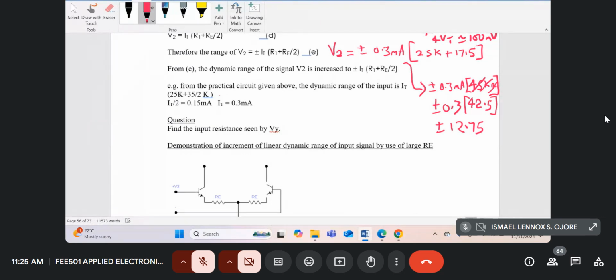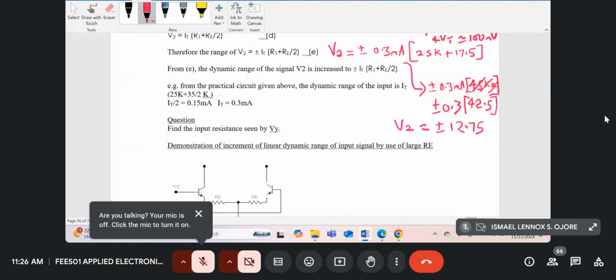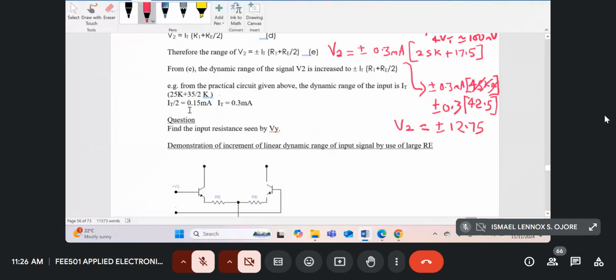Which is a very good dynamic range, because the maximum supply voltage for these ICs is typically maybe 15 volts maximum. So I think I'll stop there for now, and we go to the labs that Moses sent me. So I hope there's no problem here.